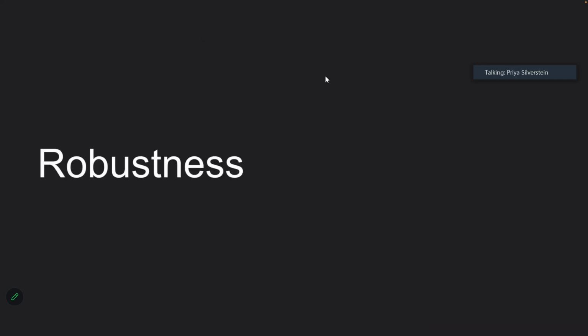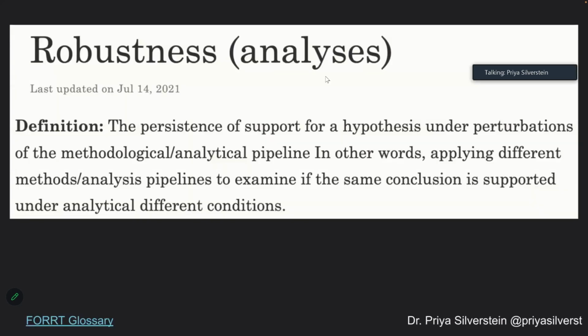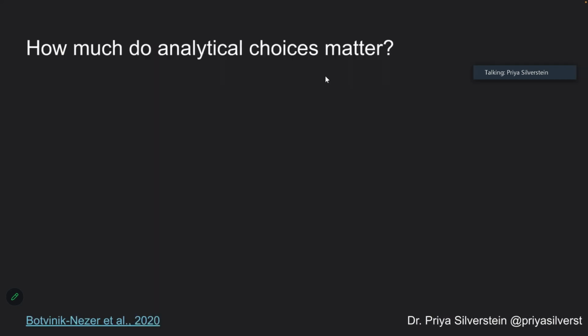Okay, so on to the third one of the quadrant, the robustness. So robustness is the persistence of support for a hypothesis under perturbations of the methodological or analytical pipeline. So applying different methods or analysis pipelines to examine if the same conclusion is supported under different conditions. So how much do analytical choices actually matter?